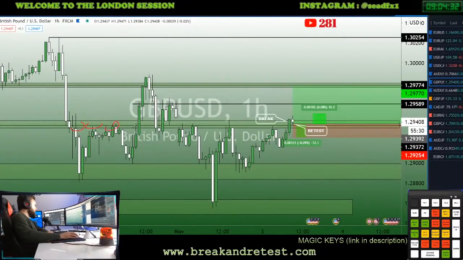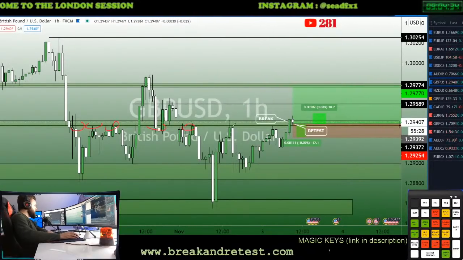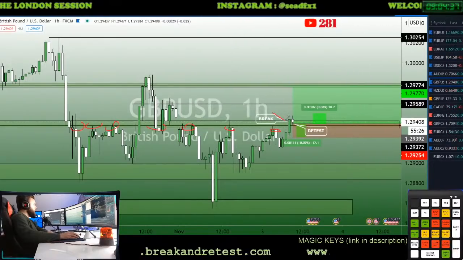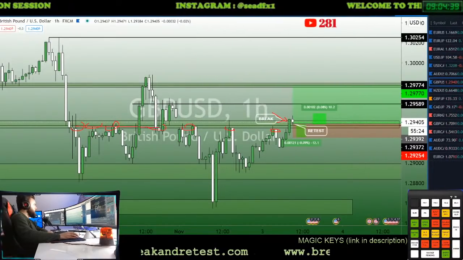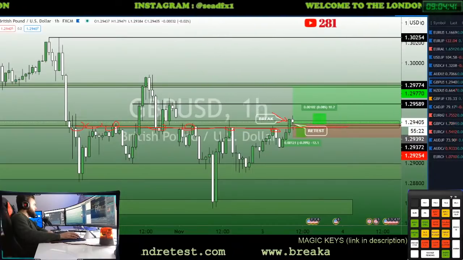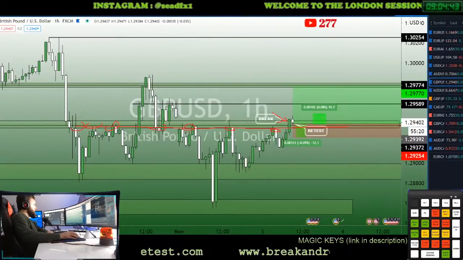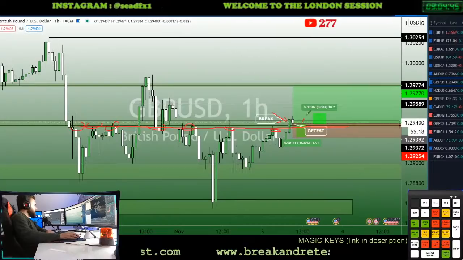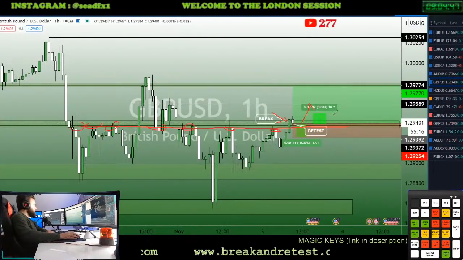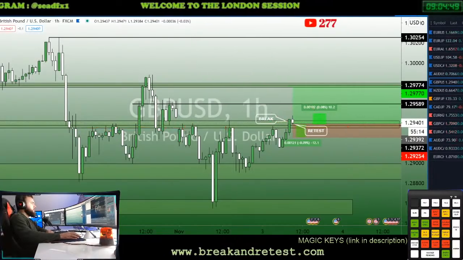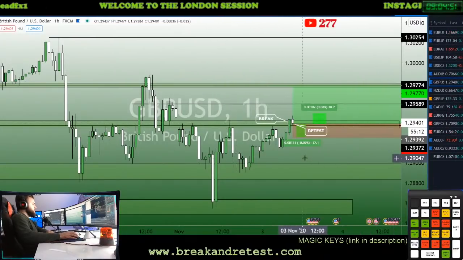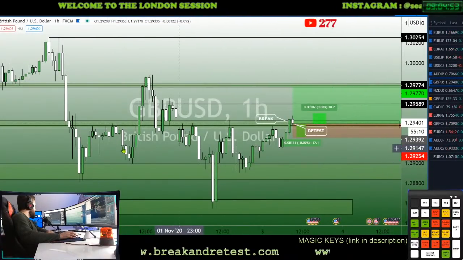Look how many times we got rejected from this same level. And now we finally have a candle close above. So finding a breakout, retest is happening currently. We need to continue to the next zone, at least 10, 15, 20 pips. Should be easy for GBP USD.